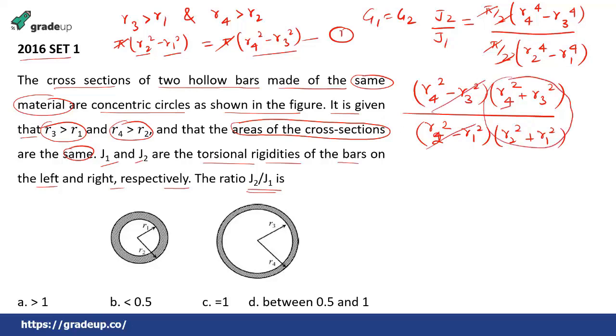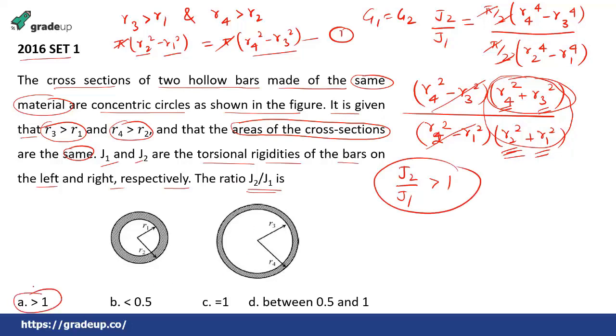Now you know that R4 is greater than R2 and R3 is greater than R1, so the term in the numerator will be greater than the term in the denominator. So this ratio of J2 by J1 will be greater than 1. Okay, so the correct option is option A, that is the ratio of J2 by J1 will be greater than 1.